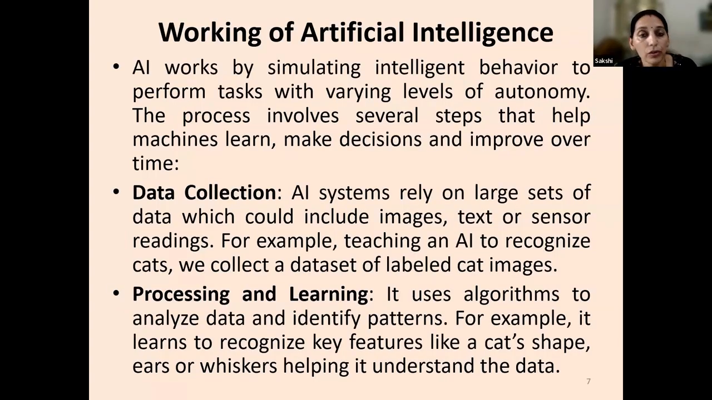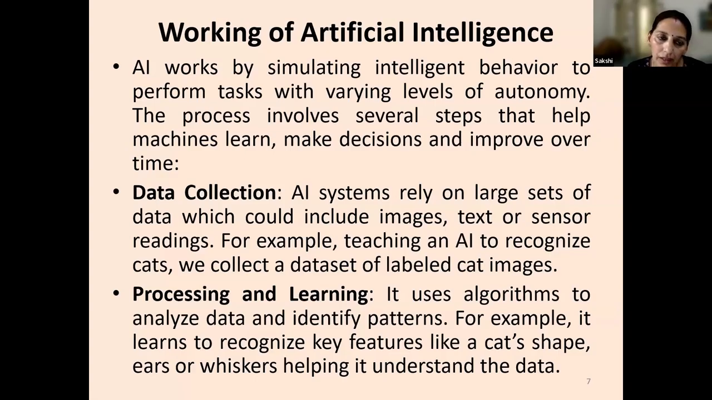simulating intelligent behavior to perform tasks with varying levels of autonomy. Here the different steps involved start with data collection. AI systems rely on large sets of data, which could include images, text, and sensor readings. One example given is if an AI wants to recognize a cat, the database will have different types of images of different cats, images labeled as cat.